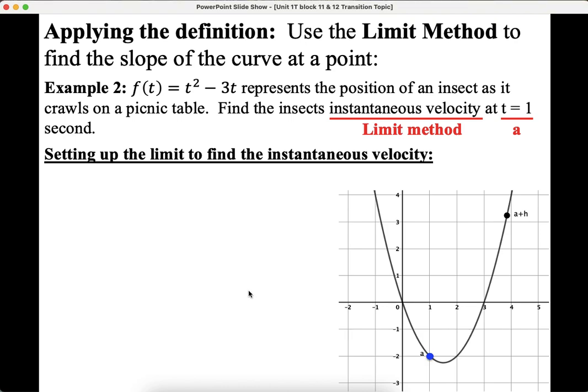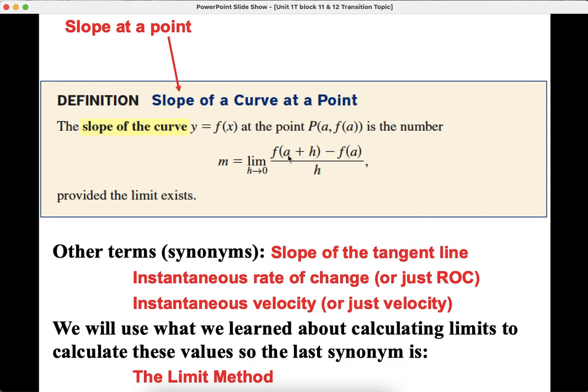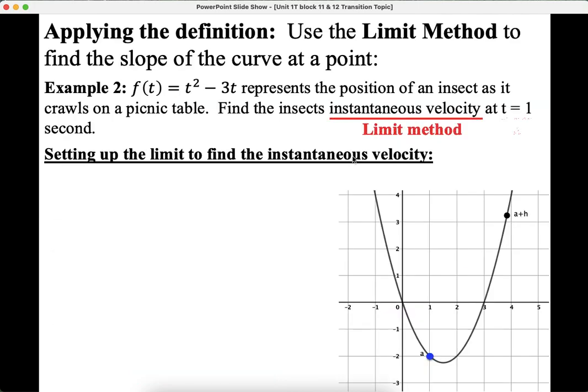So in the notation, we need to identify what a is. Because of the notation, let me go back to that previous page, right? We need an a. We need to identify our starting point. So the a is where we started, and we started at t equals 1. So a is 1. And so now I need these two positions.